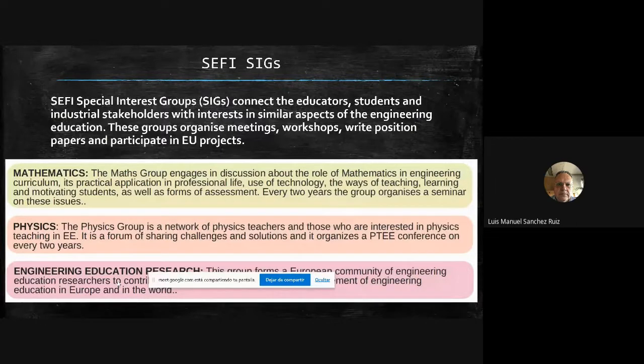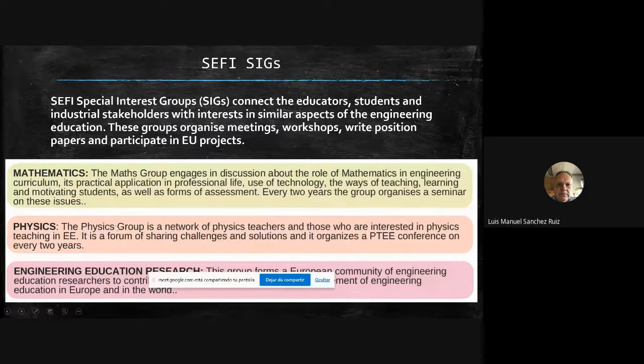In addition to our annual conference, CEFI has different special interest groups, which try to connect educators, students, and industrial stakeholders around particular interests inside engineering education. They are very wide; it's not just for disciplines. These groups organize meetings, workshops, write position papers, and participate in European projects. Sometimes the groups gather independently from our annual conference.